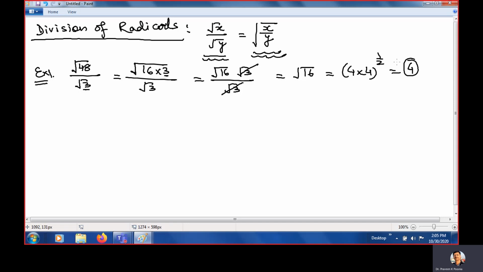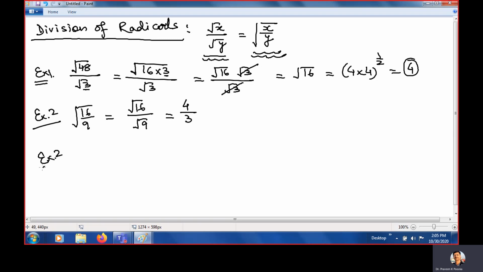This is what question number this. Example number 2 we can take is root 16 upon 9. This can be written as root 16 upon root 9. And this is 4 and this is 3. Very simple. Got it? Okay.